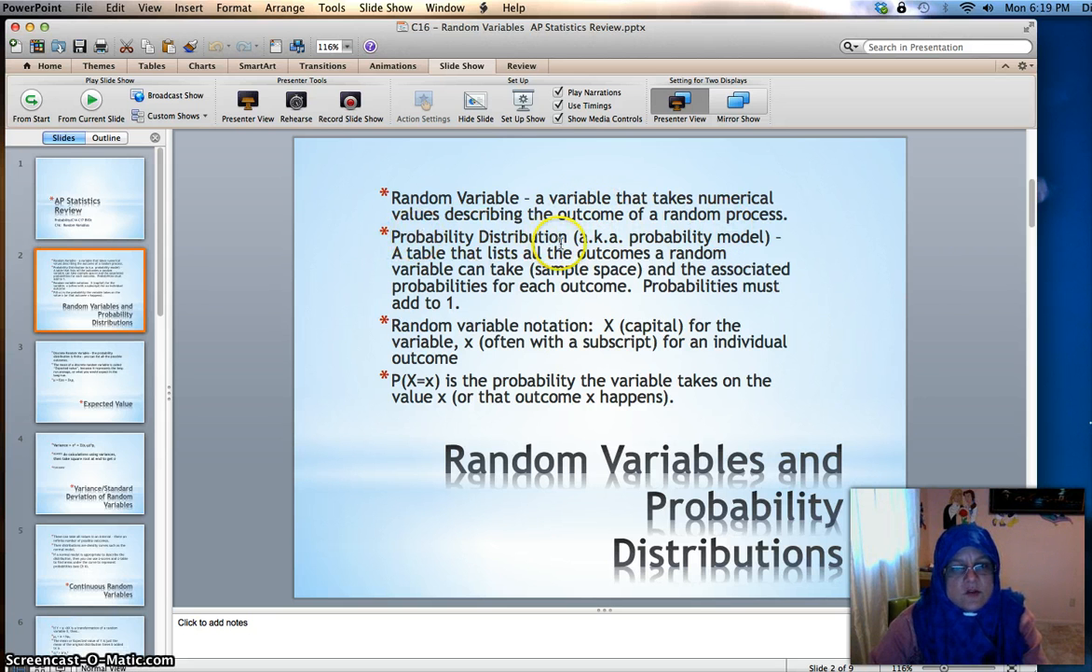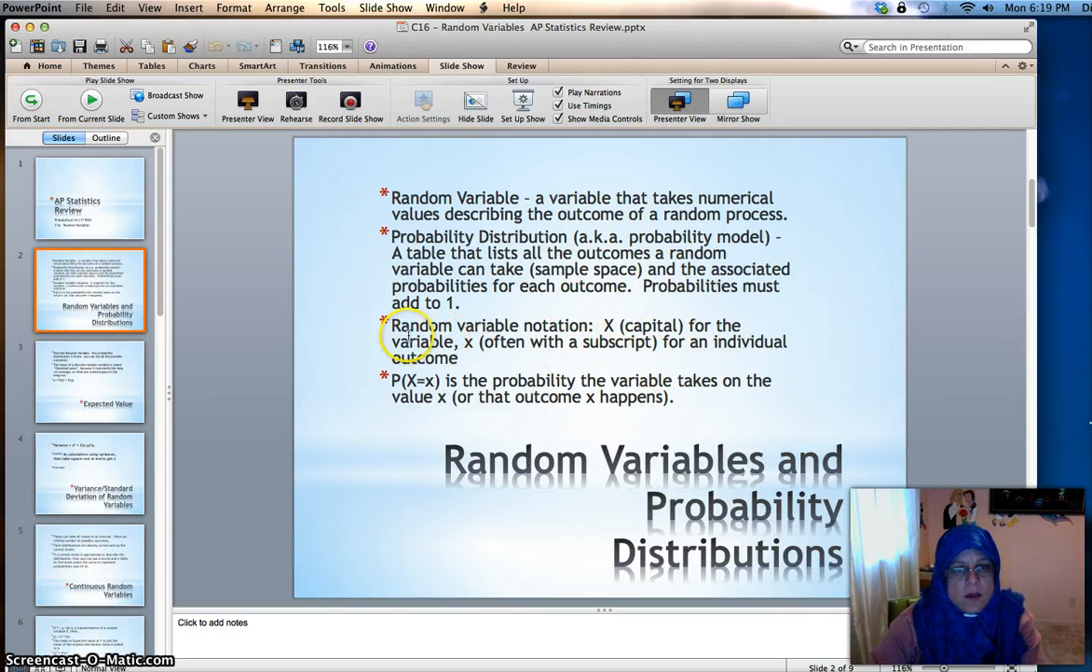A probability distribution, also called a probability model, is a table that lists all the outcomes a random variable can take, along with the associated probabilities for each outcome. The probabilities have to add up to 1 because you have everything. So for the die that I just mentioned above, the table would list that the outcomes can be 1, 2, 3, 4, 5, and 6, and underneath that the probabilities for each one. So the probability of rolling a 1 is 1/6, 2 is 1/6, 3 is 1/6, and so forth.